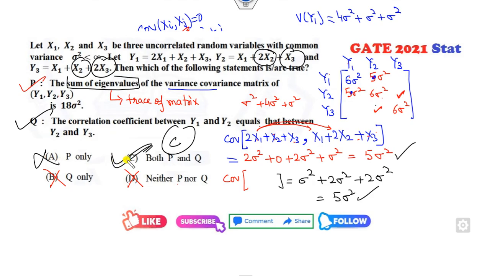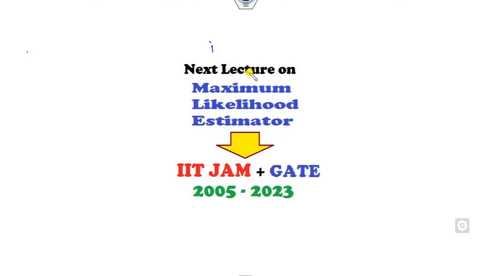So you can see in a very simple way you can solve all these correlation and covariance problems. I will see you in the next lecture on the maximum likelihood estimator.